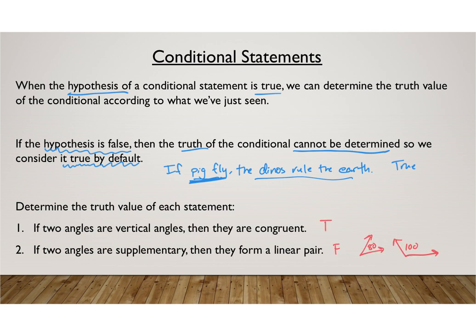How'd you do? So the first example was true. If you have 2 vertical angles, then yes, they have to be congruent. That's part of the postulate we talked about. However, the next one, if 2 angles are supplementary, then they form a linear pair. That is false, because I can have 2 supplementary angles that are not a linear pair. And as you can see, I even illustrated my counterexample over here.